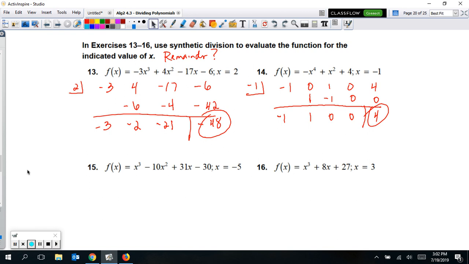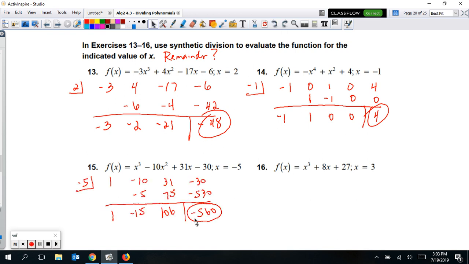Alright, so number 15 should be completed. Here's what you should have for 15. Your answer should be -560, because that's what the remainder number would be. So if x is -5, the y would be -560. If you didn't get that number, see maybe where you made a mistake in your synthetic division. Pause the video again and see if you can figure out your mistake and then fix that mistake.